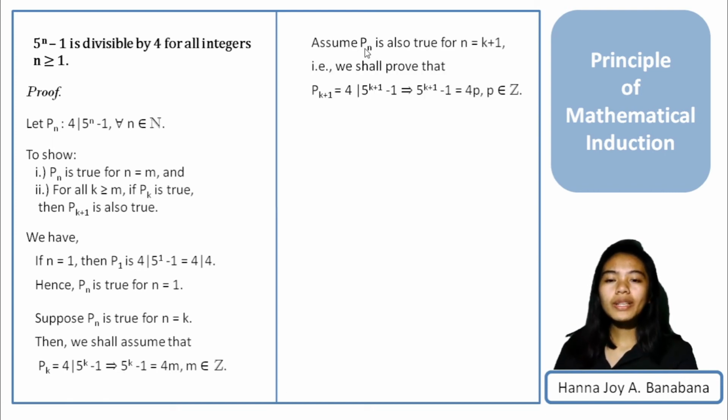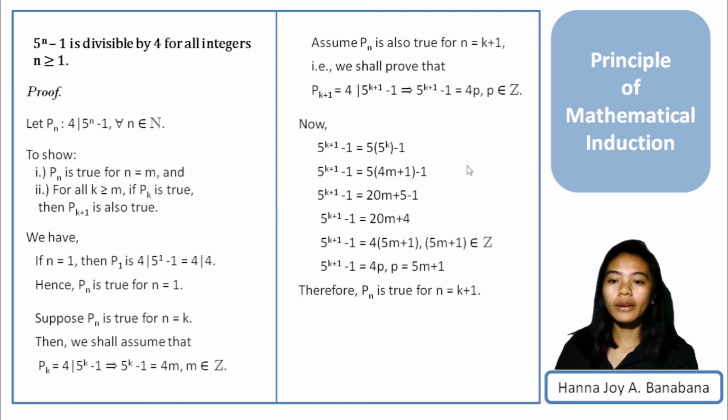Now, assume that P sub n is also true for n equals k plus 1. That is, we shall prove that P sub k plus 1 is 4 divides 5 raised to k plus 1 minus 1. And it is the same as saying 5 raised to k plus 1 minus 1 is equal to 4p, where p is an element of Z, which is the set of all integers. And 4 and p are the factors of 5 raised to k plus 1 minus 1.